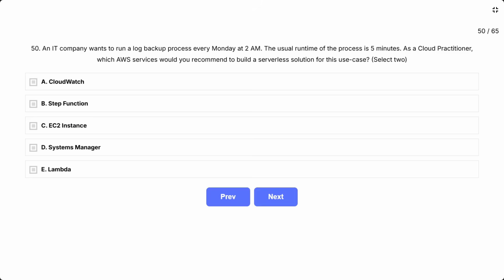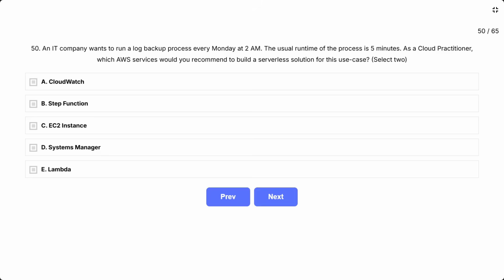Question 50. An IT company wants to run a log backup process every Monday at 2 a.m. The usual runtime of the process is 5 minutes. As a cloud practitioner, which AWS services would you recommend to build a serverless solution for this use case? Select 2. A. CloudWatch. B. Step Functions. C. EC2 instance. D. Systems Manager. E. Lambda. This question tests knowledge of serverless scheduling on AWS. The key clues are scheduled task, short runtime, 5 minutes, and serverless.